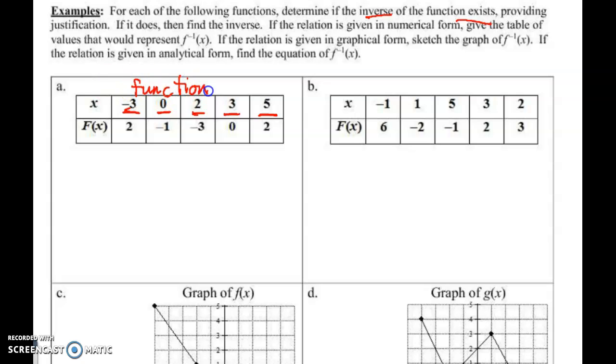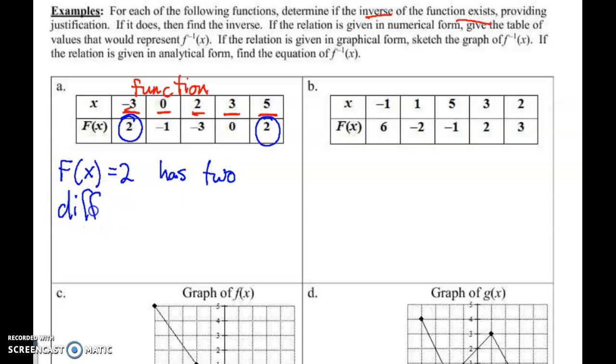Before checking what the inverse is, double check if it's one-to-one. So do any y values repeat? Well, since the 2 repeats, since f of x equals 2 has 2 different x values, in other words, the y value repeats. f of x is not one-to-one.